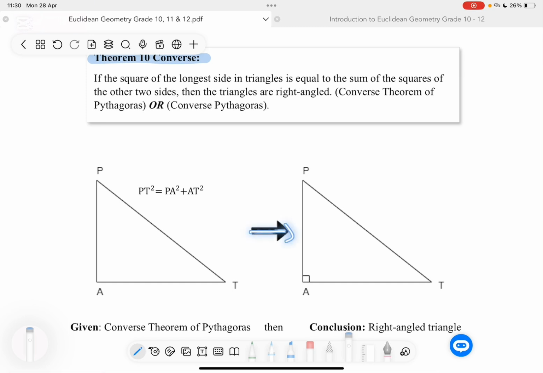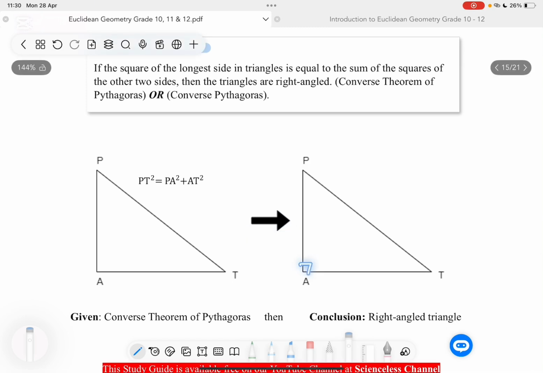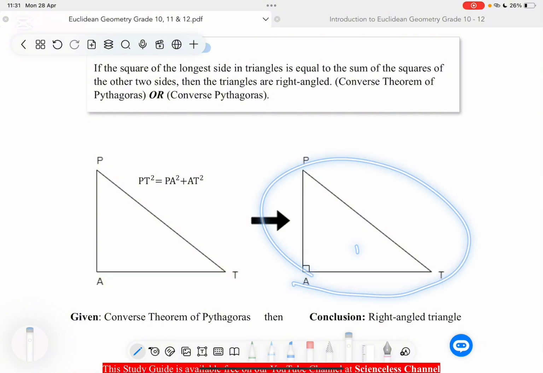Then we really can conclude that this triangle must be a right angle triangle, because when we did the theorem, we started with a right angle triangle, right? And we concluded this result. So if we have this result as our starting point, as what we are given, we must be able to conclude that this is a right angled triangle.